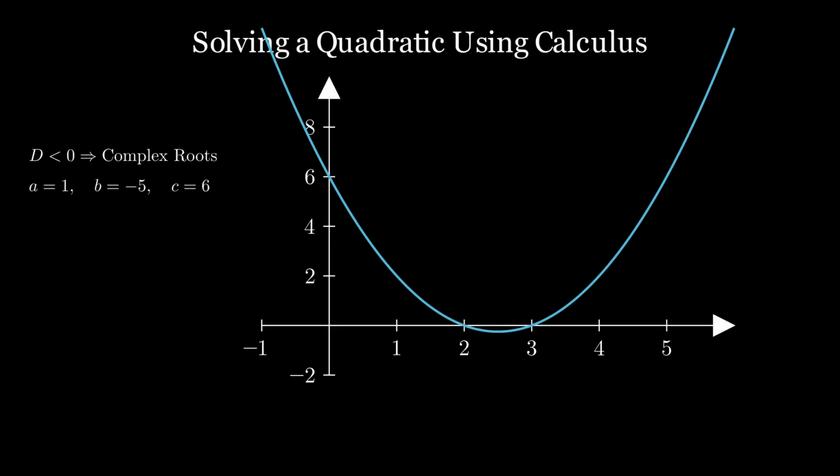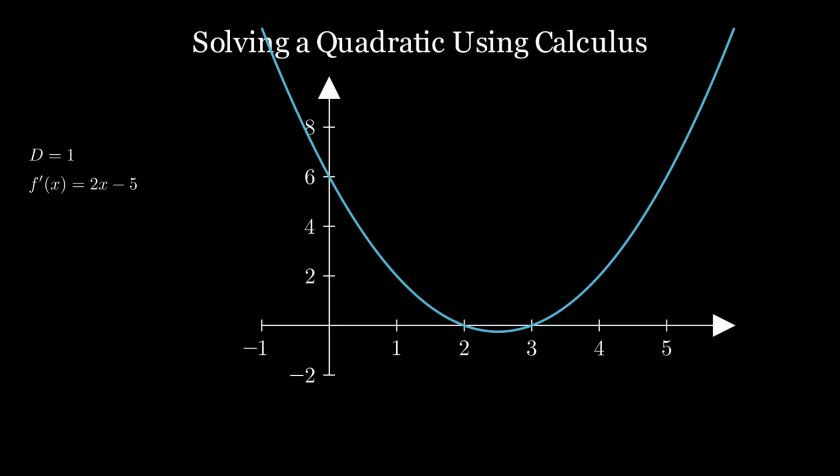For our specific function, a equals 1, b equals negative 5, and c equals 6. Substitute these into the discriminant formula. Simplify the expression. The discriminant is 1, which is greater than 0. So we expect two real roots.